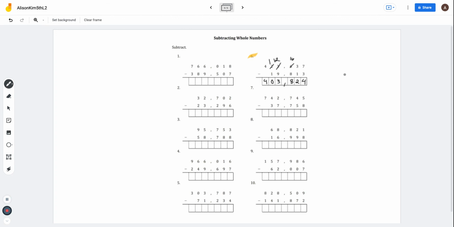So when you're subtracting whole numbers, you need to be careful about having to borrow from the next place over. And in this case, the final answer for number 6 is 403,824. And that's all I have for you guys today.